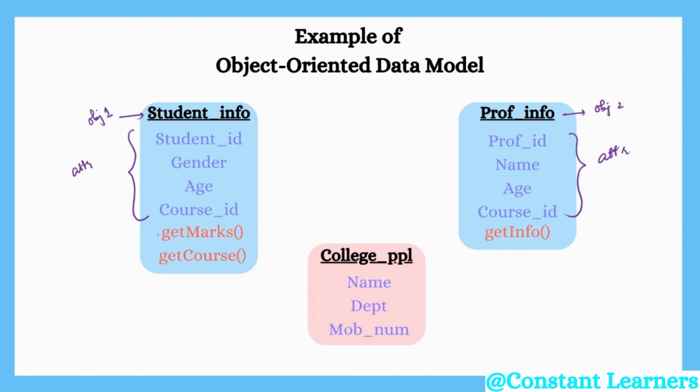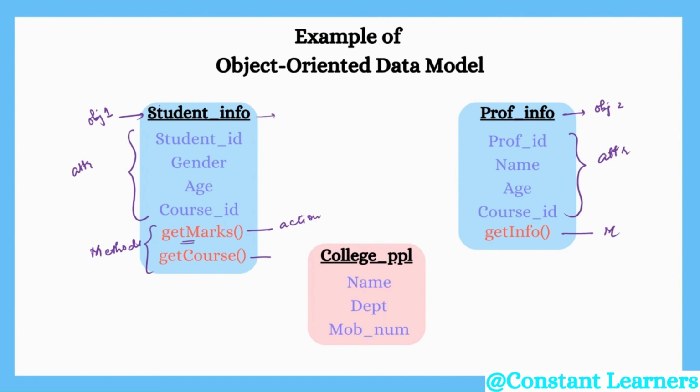But along with attributes, we discussed that objects also have methods. Objects do not just have attributes, they also have methods. So here, what action do we want our object to perform? To get the marks of each student. Here, we are also asking for the course of each student. So some kind of action is being performed. We want our object to perform some kind of task. So it has the methods get marks and get course. And here the method is get info.